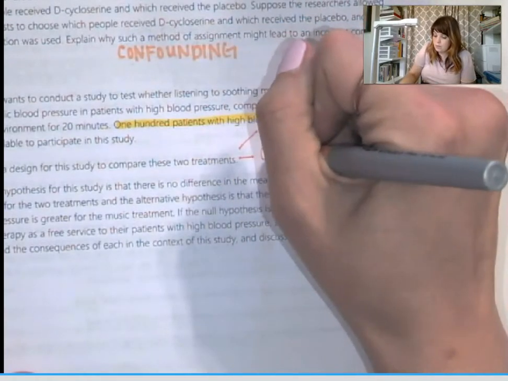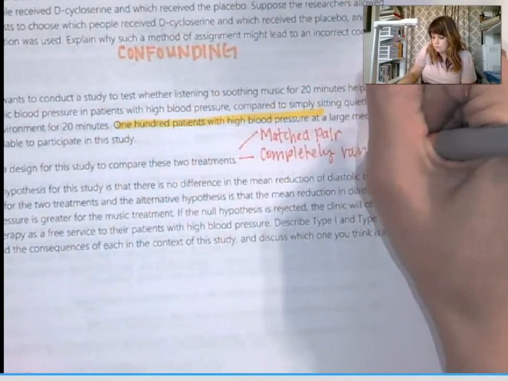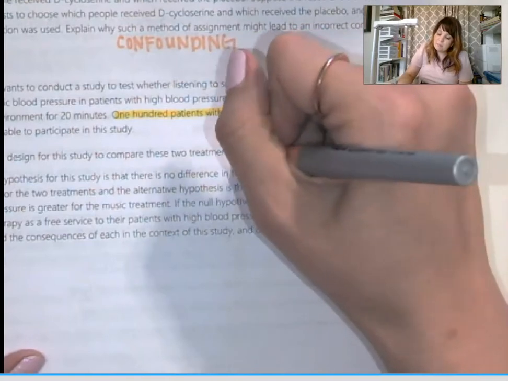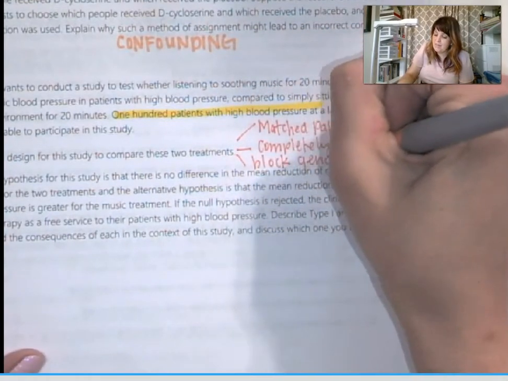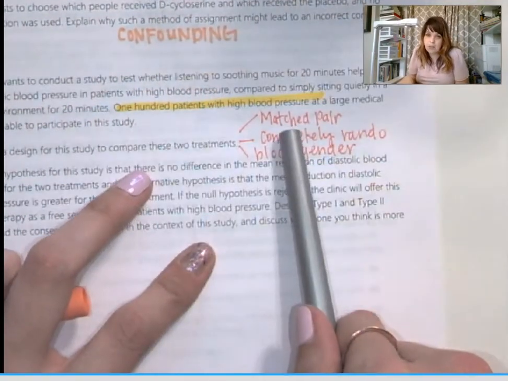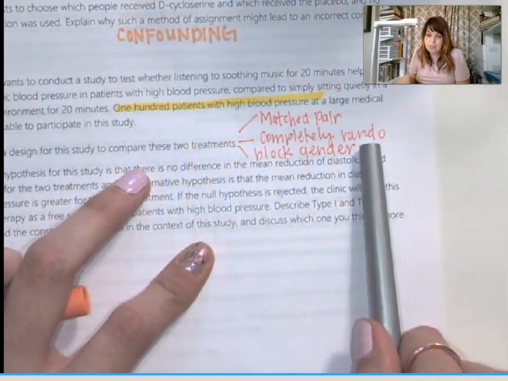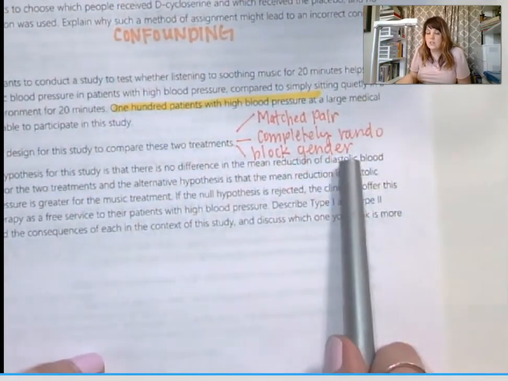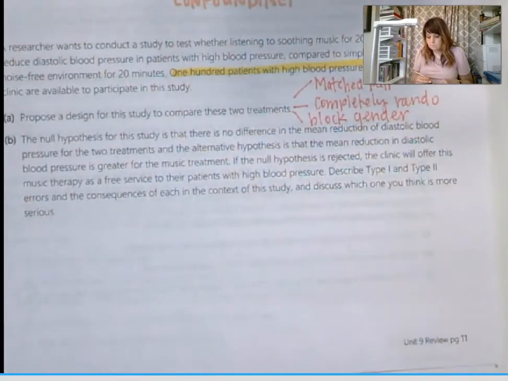Or you can do a completely randomized design, which would be 2-hat method. You might even be able to block based on gender. They just didn't put that in the key. I'm pretty sure you would get full credit. So the best, matched pair. Completely random is always acceptable if they don't tell you exactly what they want you to do. If you want to do completely randomized block, gender would be a good block.